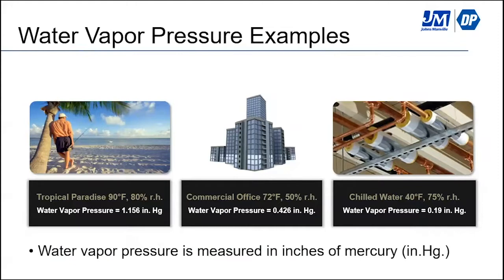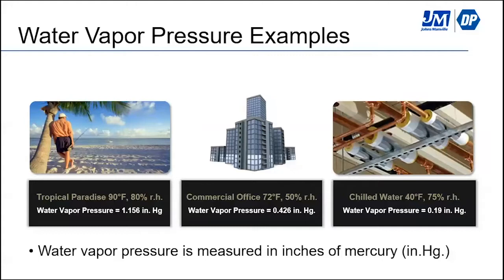When you compare that to a commercial office building, which has far less strenuous conditions, you would probably get a lower vapor pressure. In this particular example, it's 0.4. But if you compare that to the conditions right at a chilled water system, say that isn't insulated, you could have a vapor pressure that's quite low, so 0.19 in this particular example.